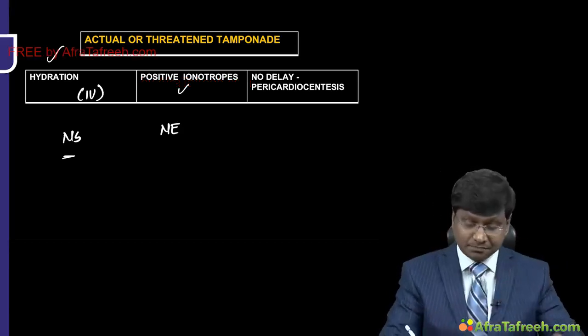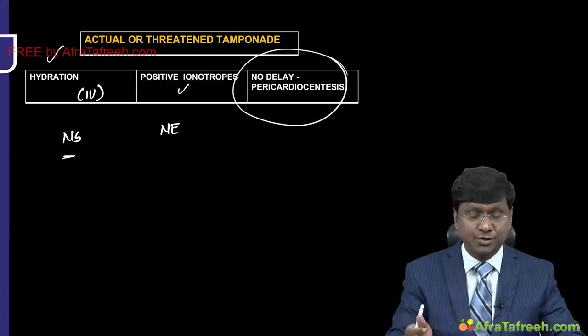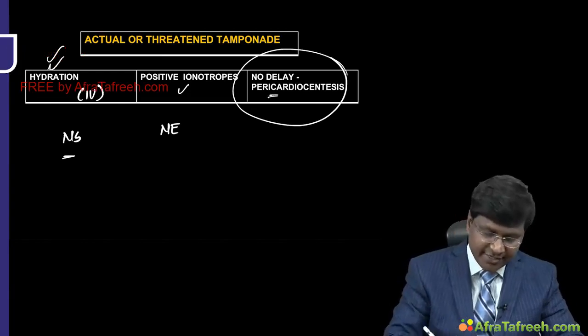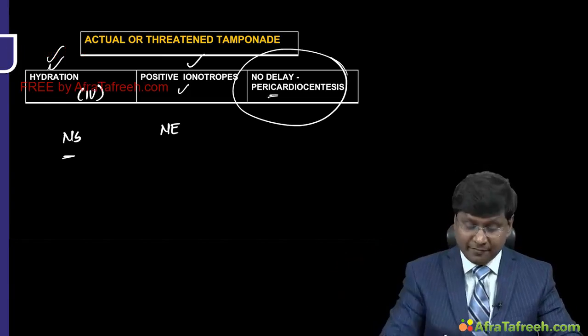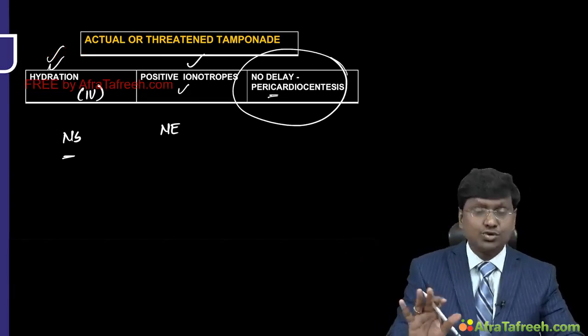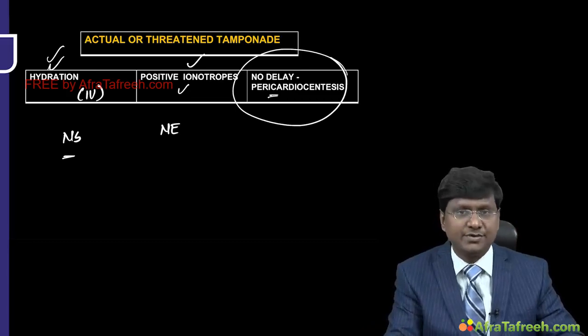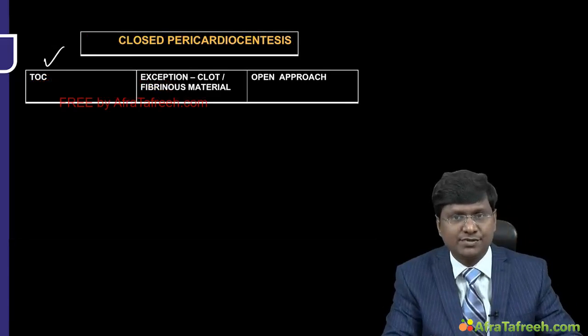Okay, but they should not be treated as substitutes, and you should not delay pericardiocentesis. Your hydration as well as positive inotropes are not substitutes at all, and because you are giving them, you should not delay the pericardiocentesis. Okay, you have to do immediate pericardiocentesis. So pericardiocentesis is considered the treatment of choice, right?